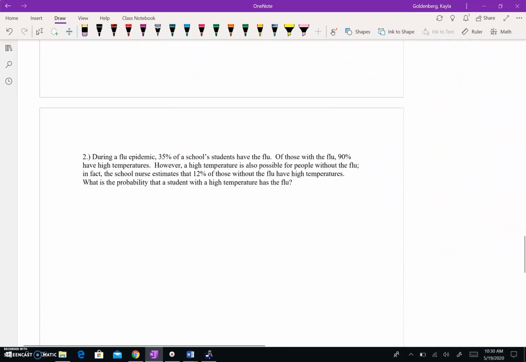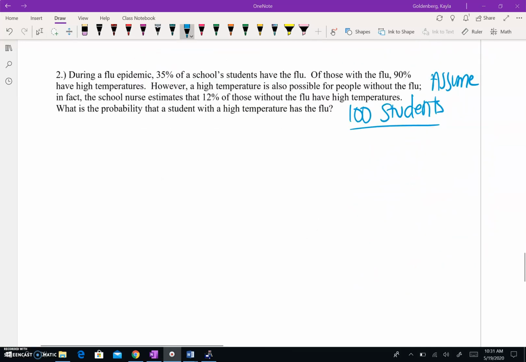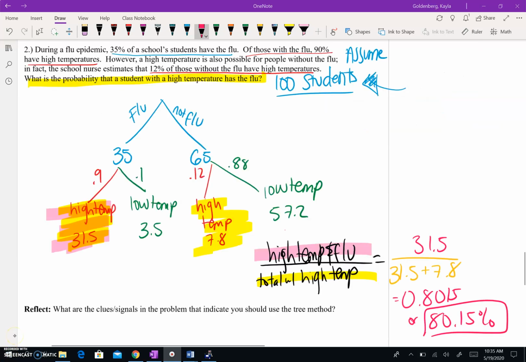Okay, now here's an example that you can work through. This one doesn't give you a total amount of students, but just assume that there are 100 students total to make it easier. Apologies for this being about a flu epidemic. Okay guys, here is the worked out example. So feel free to pause it and compare to yours.